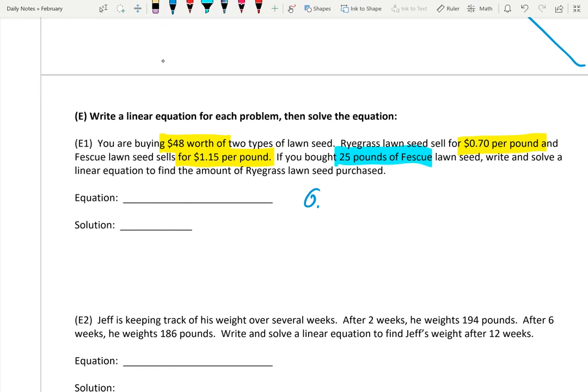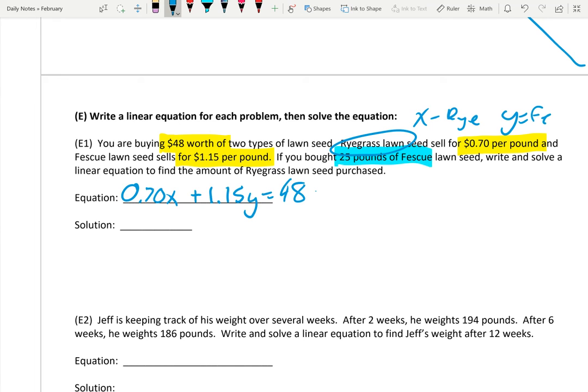as. We'll have 0.7. Let me just put in the equation part. 0.7x plus 1.15y equals 48. Just to explain this, the x is going to represent the ryegrass lawn. So it's 0.7, or you can write 0.7 or 0.70 if that looks better to you, right? 70 cents for the ryegrass pounds, and then $1.15 per fescue pound. So x is going to represent the ryegrass, and then the y is going to represent the fescue. And then remember, that adds up to be a total of $48 because we're buying $48 worth.